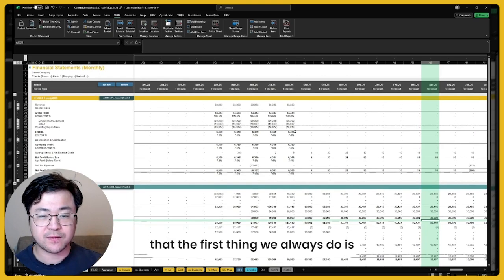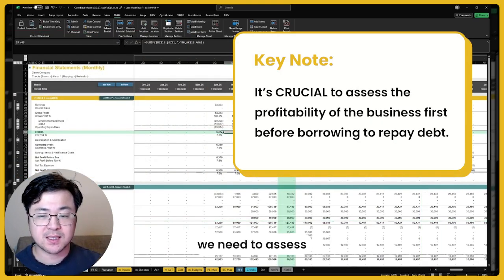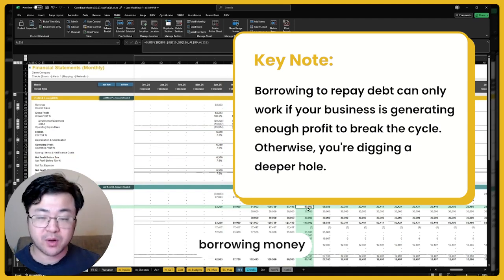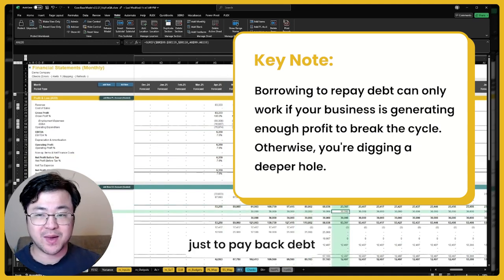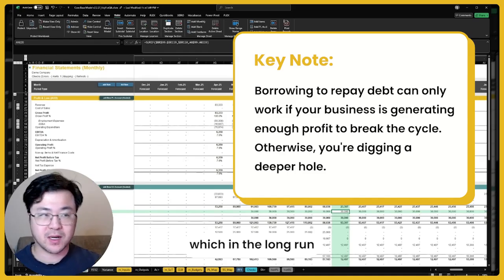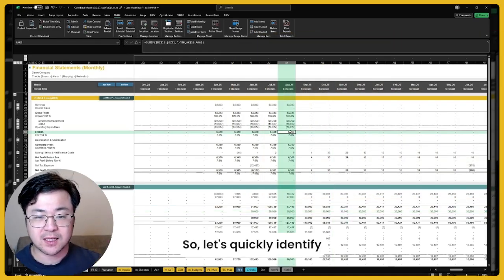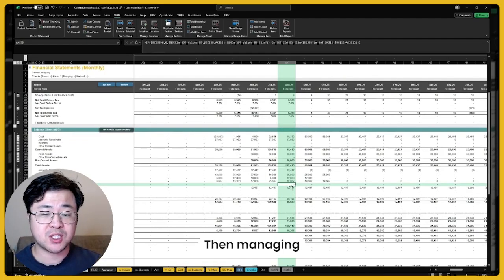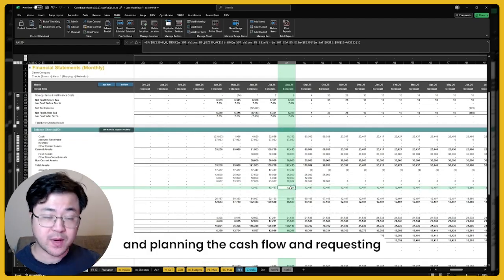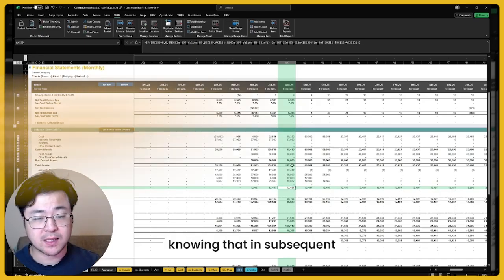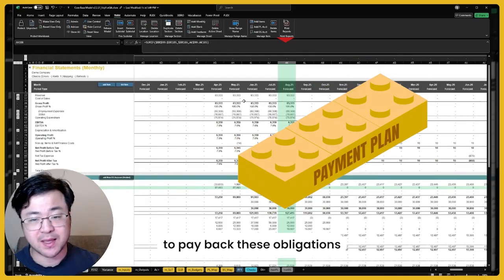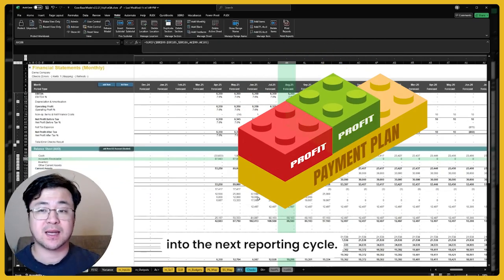It's crucial that the first thing we always do is assess the profitability of the business, because without profit, it's kind of a moot point. You're just borrowing money just to pay back debt, which in the long run will just lead to disaster. So let's quickly identify that there's profit generation, then manage and plan the cash flow and request that payment plan, knowing that in subsequent periods profit will be generated and there will be sufficient profit to pay back these obligations as they build up again into the next reporting cycle.